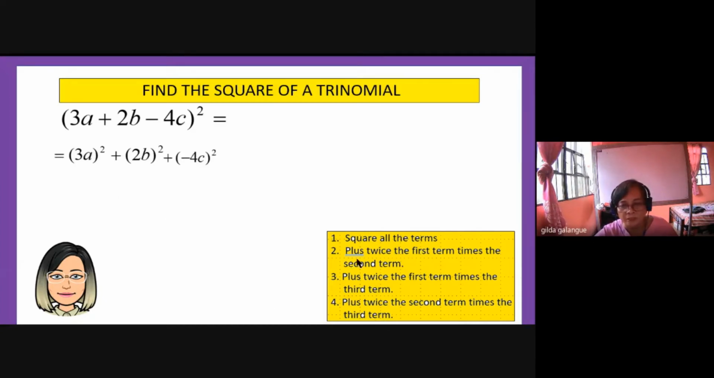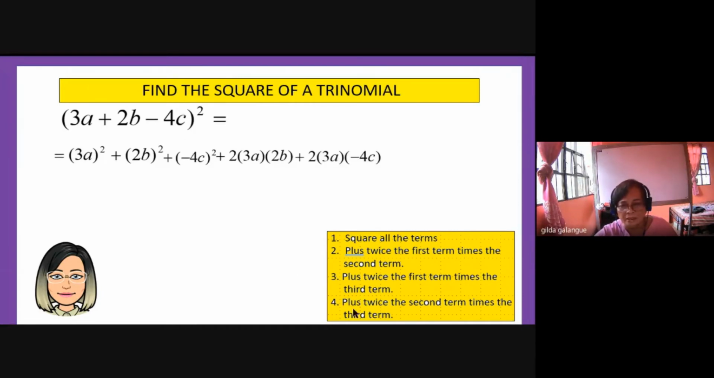Next step, step number 2, plus twice the first term times the second term. Twice, the first is 3a, the second term is 2b. 2 times 3a times 2b. Next step, plus twice the first term times the third term. Twice, the first term is 3a, and the third term is negative 4c. 2 times 3a times negative 4c.